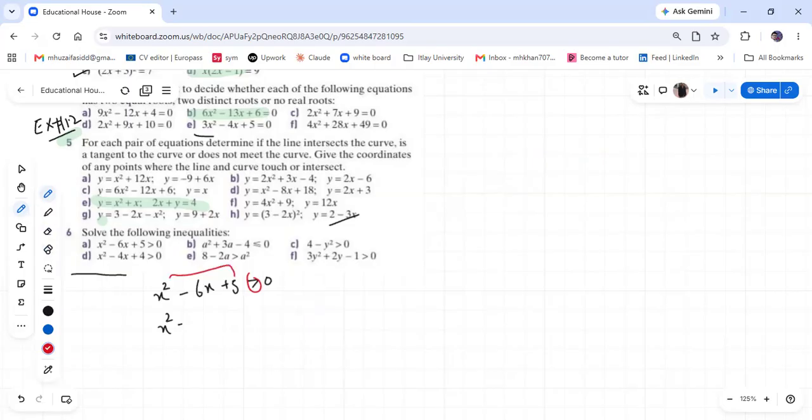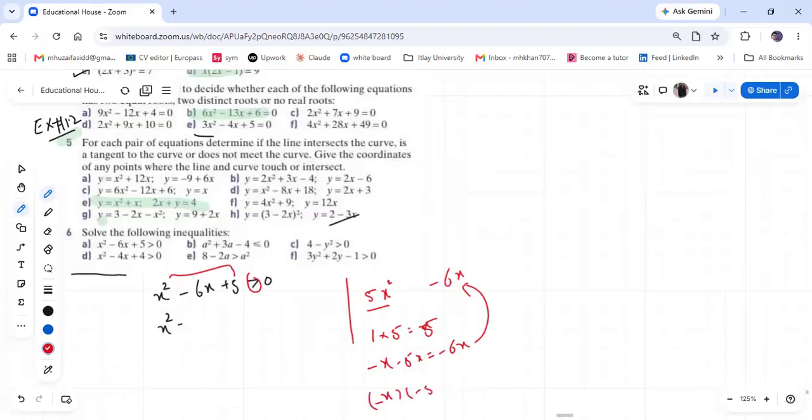So this multiplied gives us 5x². Here I'm writing 5x² and −6x. So we want to try this one: 1 multiplied by 5 gives us 5. So I'm setting the pair: −x and −5x. It gives −6x. And same if we multiply −x and −5x, this gives us plus 5x. Okay, so this pair is okay.